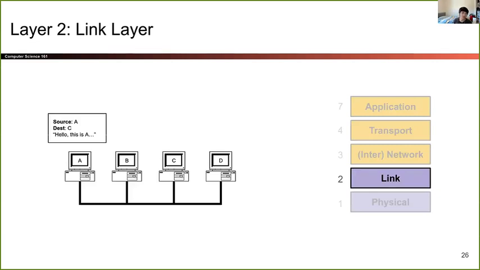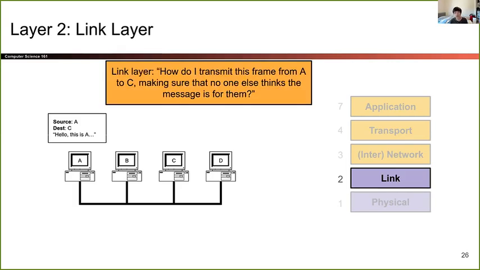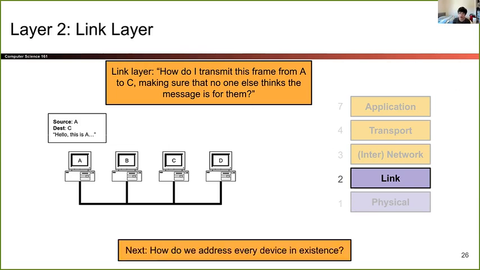But yeah, okay, so this is a diagram of layer 2. Layer 2 just says, how do I send this message from A to C and make sure that no one else accidentally receives this message and thinks it's for them. On top of this, it's not really feasible for us to directly address every single computer on the internet. So we need to build something on top of this that allows us to address every single device that exists in the entire internet.